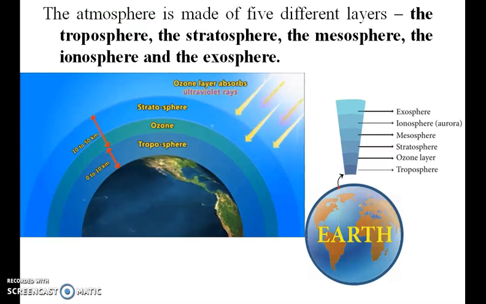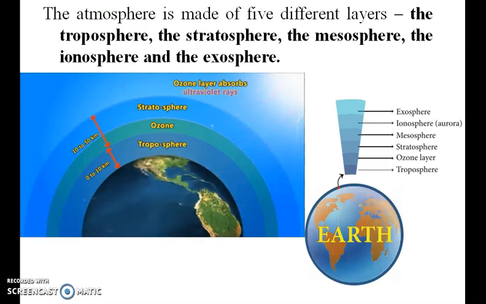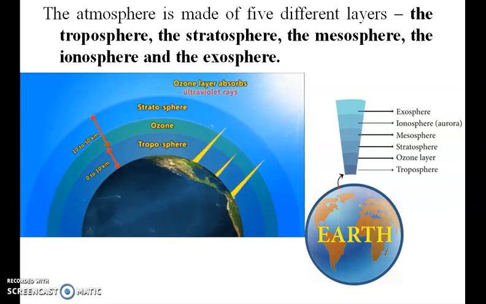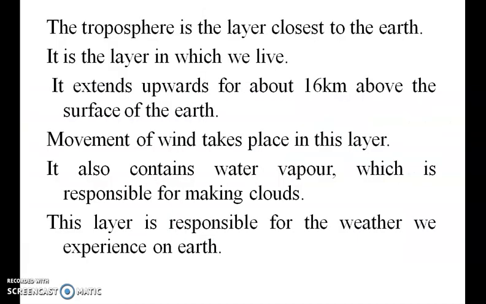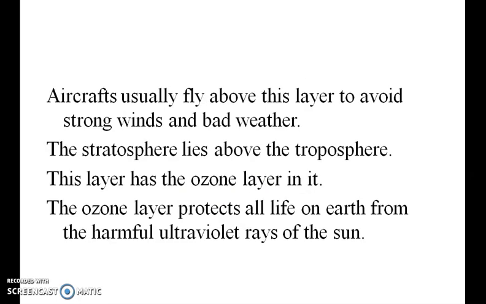The atmosphere is made up of 5 different layers, as we already saw: the troposphere, stratosphere, mesosphere, ionosphere, and exosphere. The troposphere is the layer closest to the earth. It is the layer in which we live, and it extends upward for about 16 kilometers above the surface of the earth. This layer is responsible for the weather we experience on the earth: the rainfall, thunder, whatever it may be. Aircraft usually fly above this layer to avoid the strong wind and bad weather.